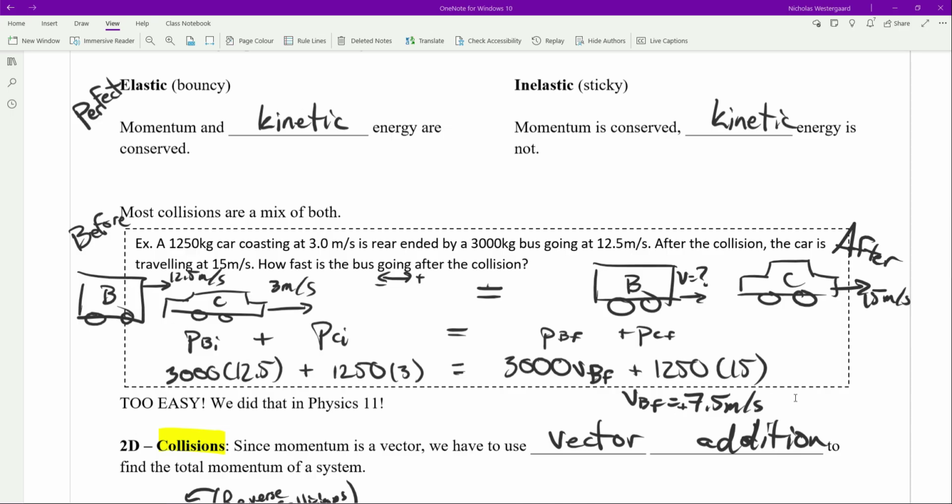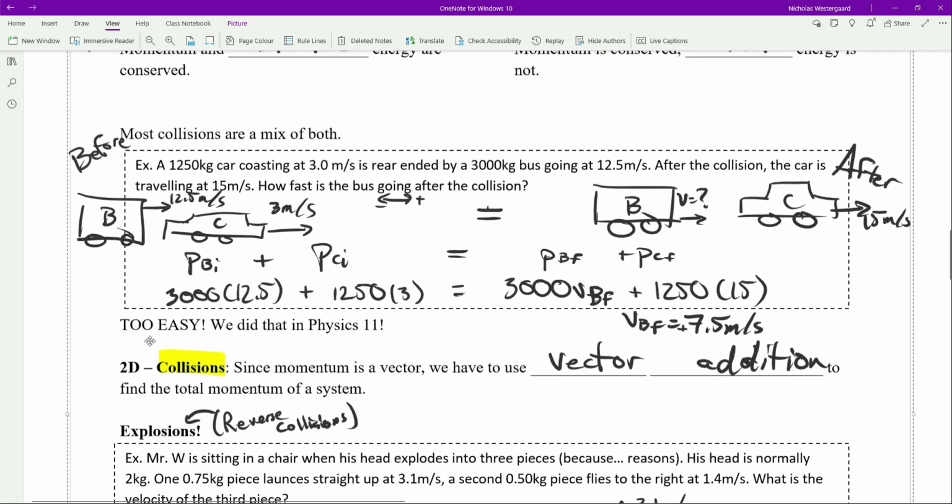Now, I went through that very quickly. Feel free to pause and double check all the numbers and the math. But frankly, this problem itself is too simple. This is what we would have done in physics 11. This is just in one dimension, just forwards, and 1D is not where we're going. Remember, our goal is to do things in 2 dimensions. This was just to introduce the idea of the law of conservation of momentum. We're going to be moving on and doing a little bit more.